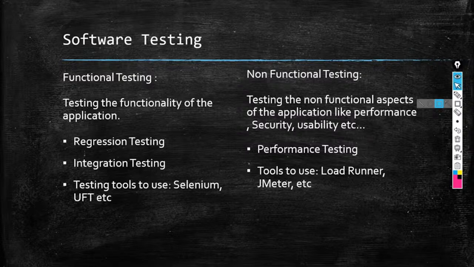The different types of testing in that space are regression testing or integration testing, right? The different tools we use here are Selenium and UFT for automation. And when it comes to non-functional testing, we test the non-functional aspects of the application like performance, security, usability. These come under non-functional testing.